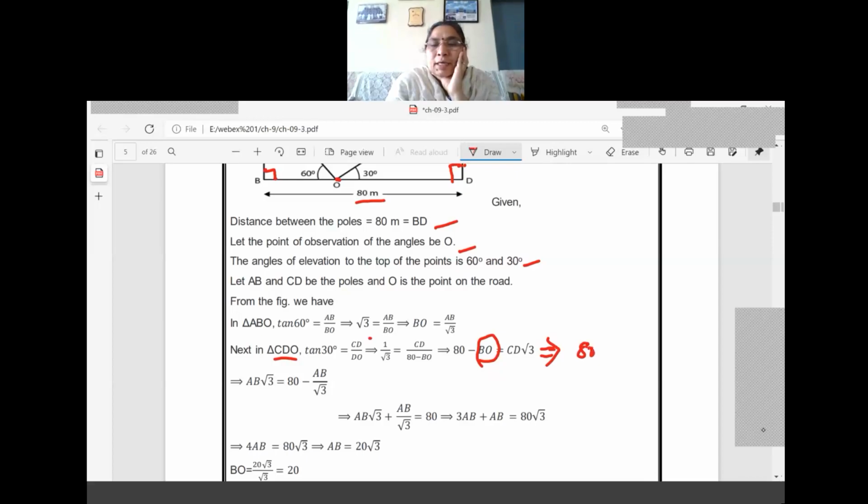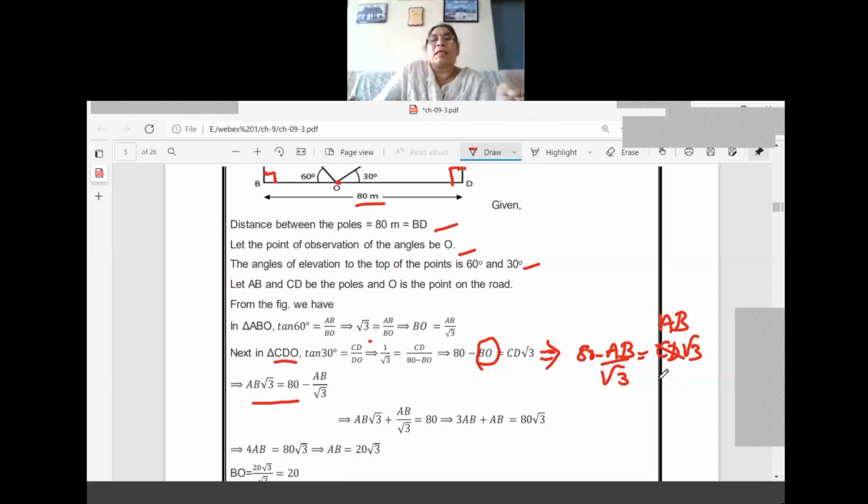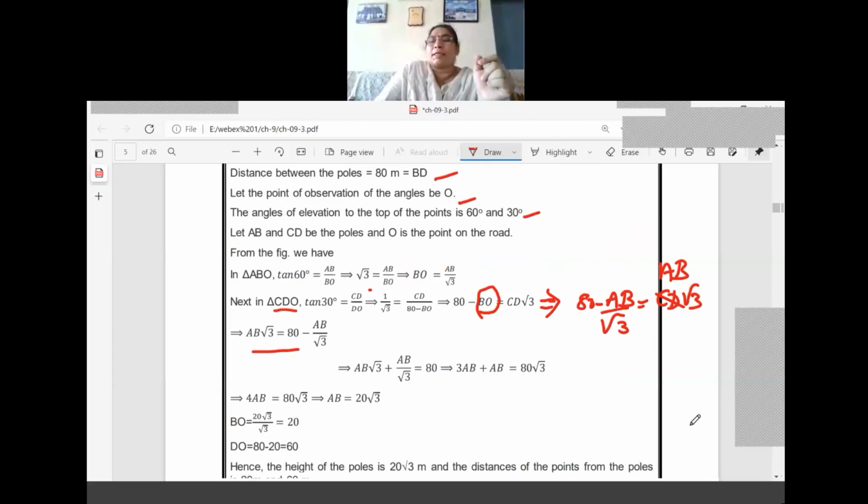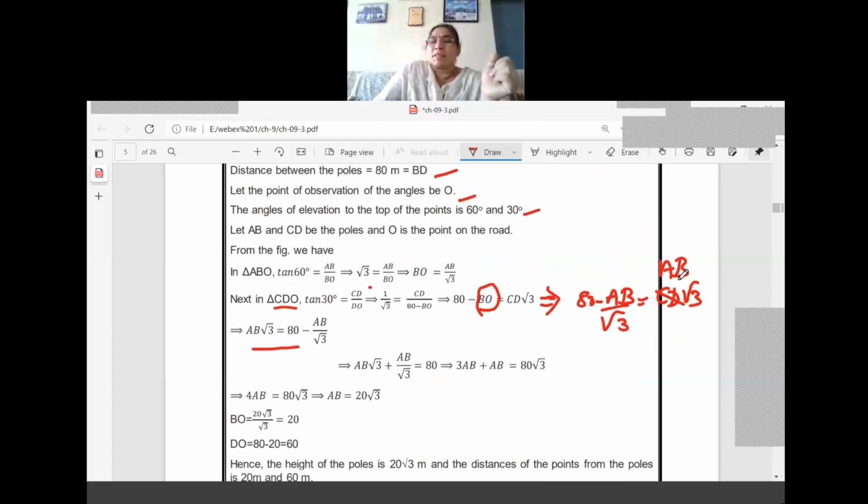So 80 minus AB by root 3 equals CD root 3. CD and AB are equal, so this became AB root 3. Got this point? What we have done is replaced the CD with the AB. That is why we are getting the equation like this. 80 minus BO value we have substituted. Later, since CD and AB are of equal height, we replaced the CD with the AB.